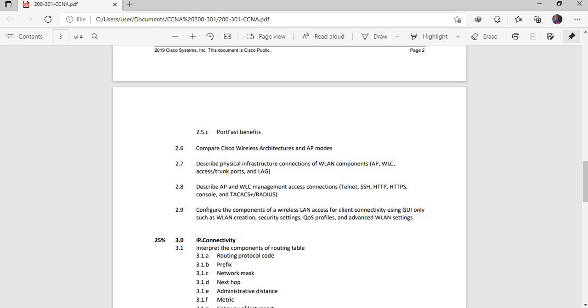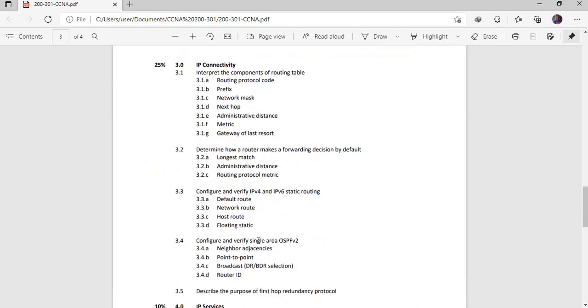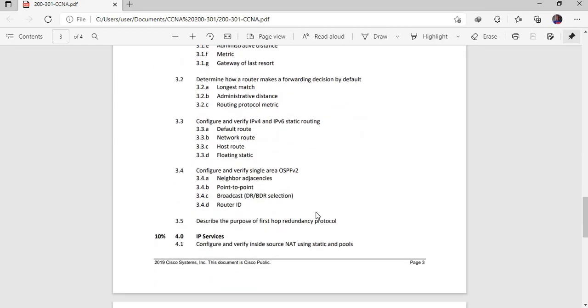Then we move on to IP connectivity, which constitutes 25% of your exam. We will interpret the components of a routing table. We will determine how a router makes forwarding decisions by default. We will configure and verify IPv4 and IPv6 static routing. We will configure and verify single area OSPF. We will describe the purpose of first hop redundancy protocols.